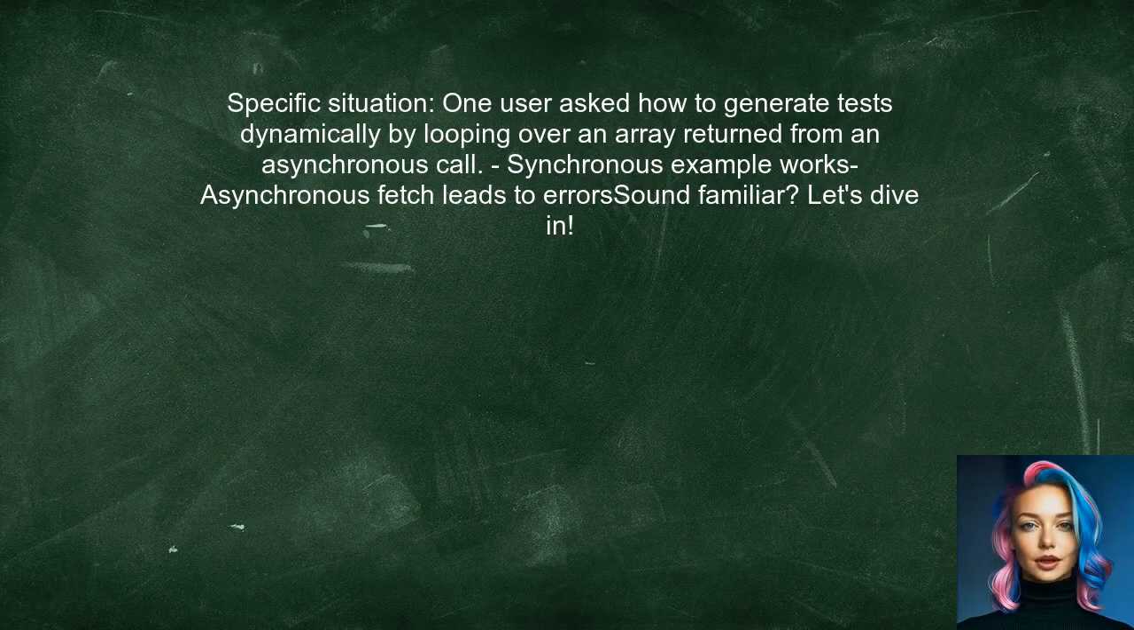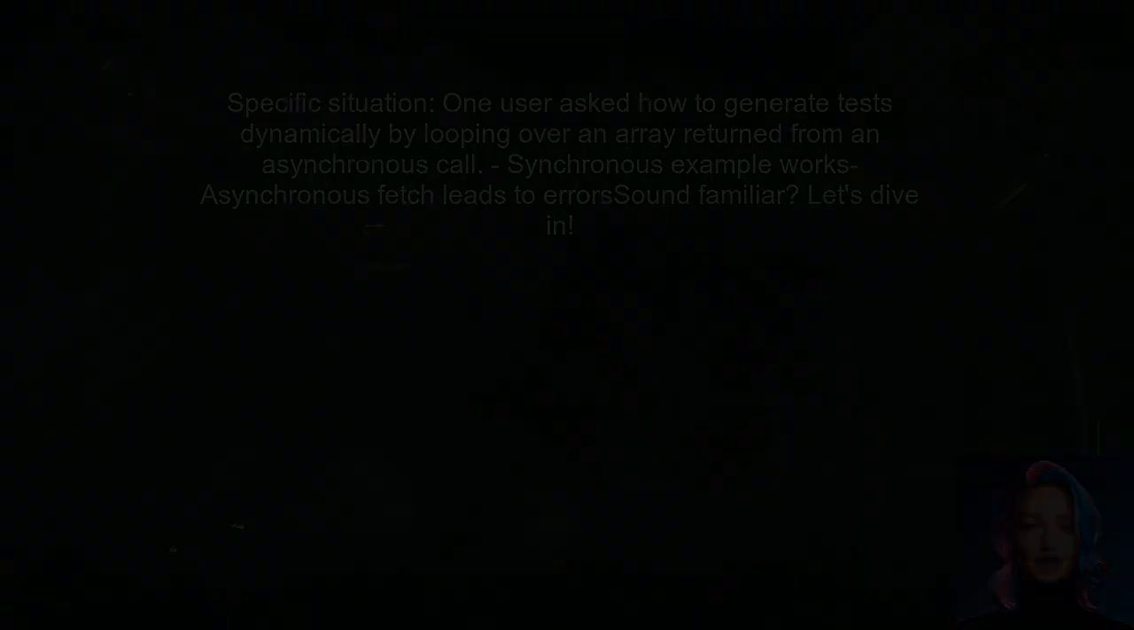Here's the specific situation we're addressing. One user asked how to generate tests dynamically by looping over an array returned from an asynchronous call. They provided a synchronous example that works perfectly, but when they try to fetch the array asynchronously, they encounter an error. Sound familiar? Let's dive into this.